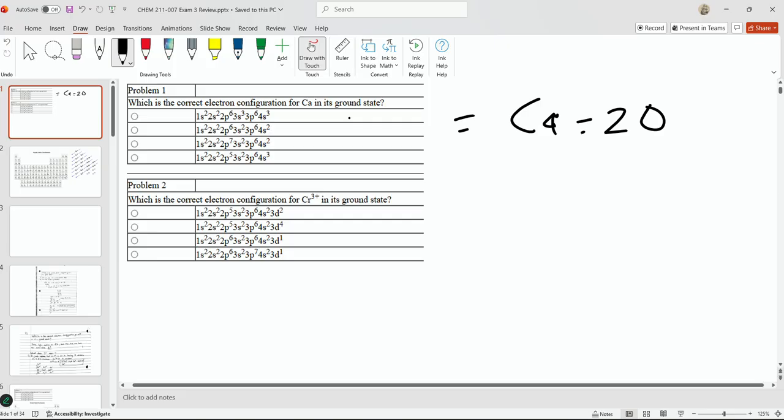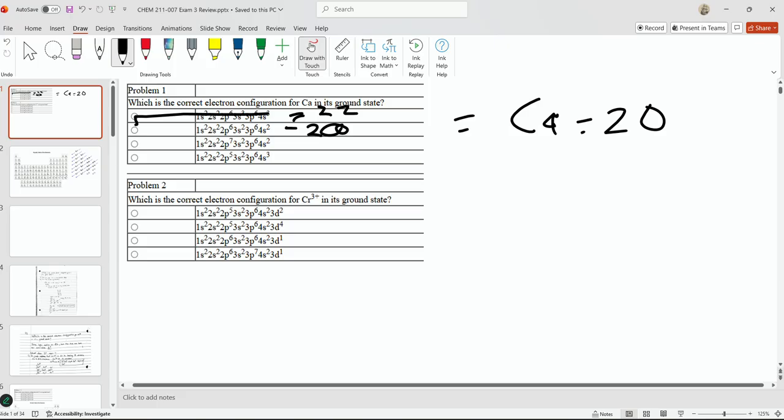If you were to do this, I'm just bringing out my calculator: 2 plus 2 plus 6 plus 3 plus 6 plus 3. This is equal to 22, so it can't be one of the answer choices. And if you do the second one, 2 plus 2 plus 6 plus 2 plus 6 plus 2, this is equal to 20. But let's check the other answer choices as well.